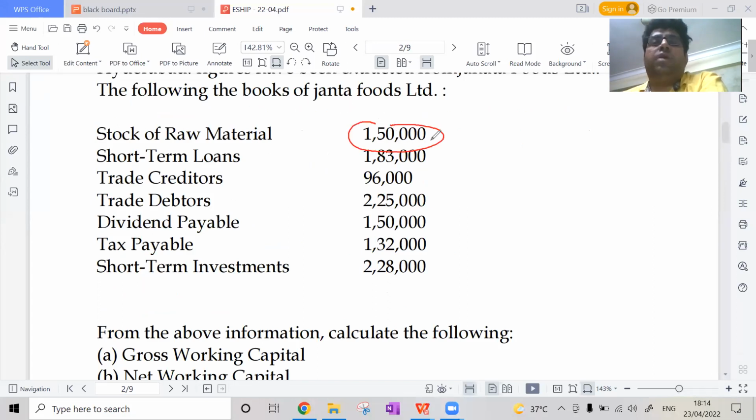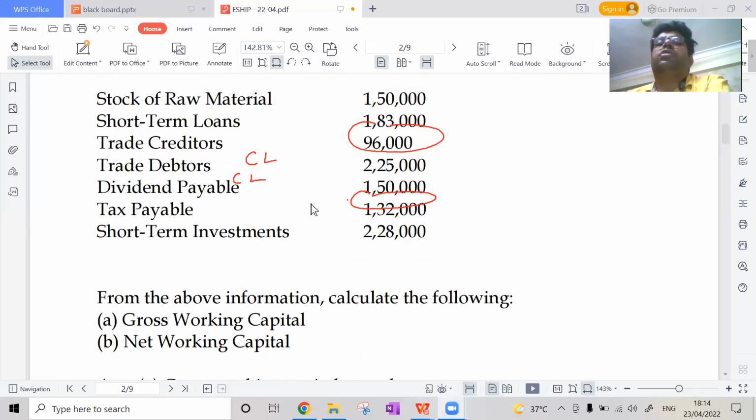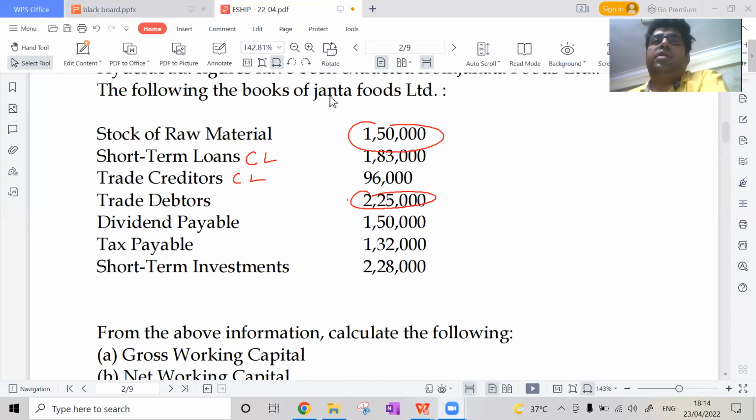Then short-term loans are not my current assets; they are my current liability. Trade creditors are also my current liability. Trade debtors are my current assets, so I will take trade debtors as another figure. And after that, 2,28,000, that is short-term investment. So adding all this, what answer will we get, beta? We will get the gross working capital. The simple formula, beta, is the total of all current assets.